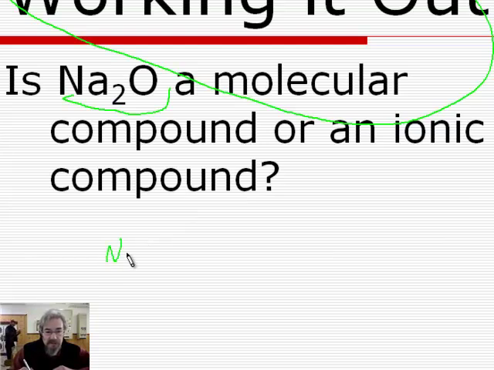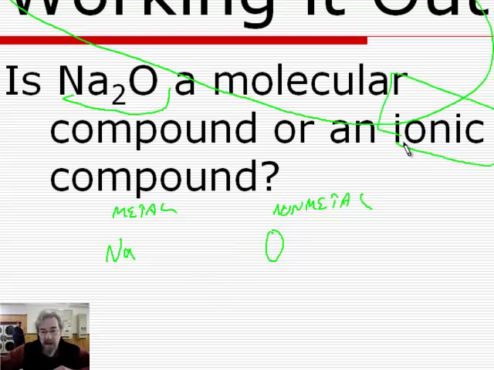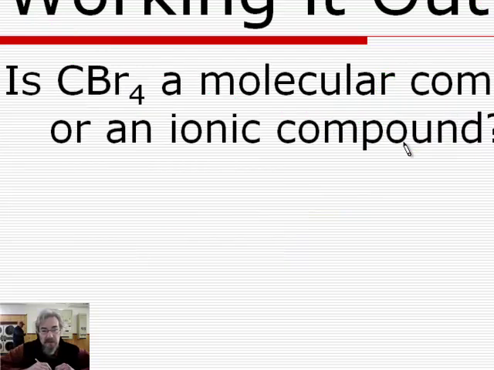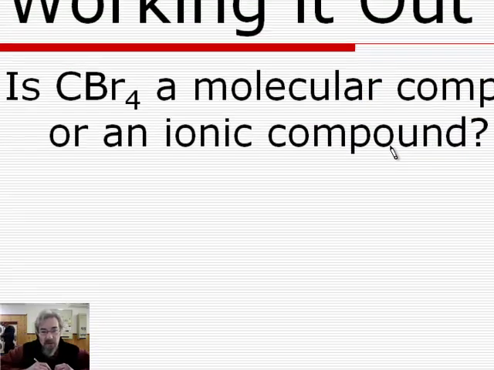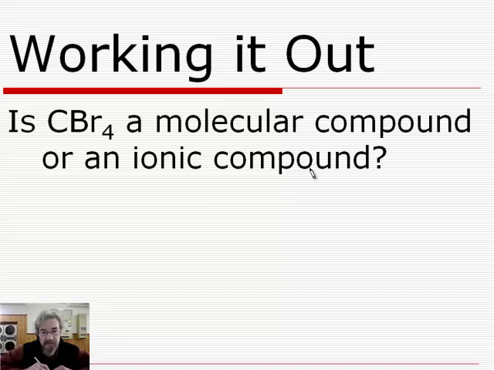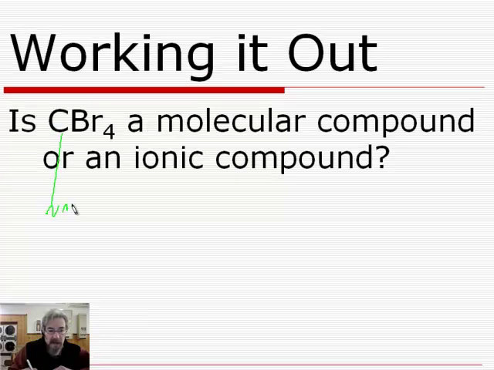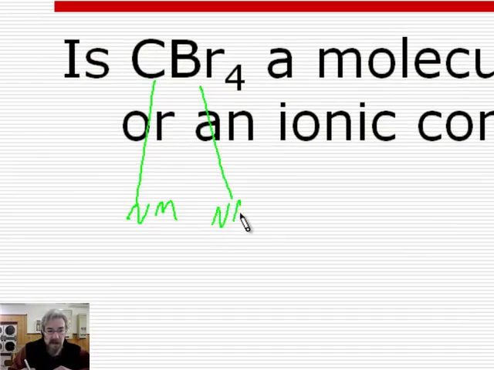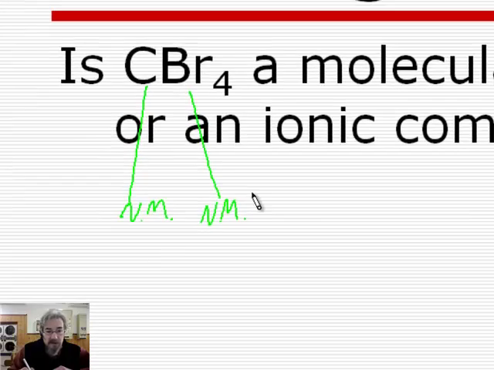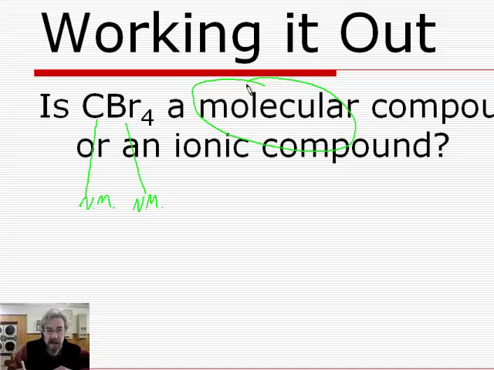Sodium is on the left-hand side of the periodic table. It's a metal. And oxygen is a nonmetal. When metals and nonmetals combine, that's an ionic compound. So the correct answer is it's an ionic compound. Next question. Is CBr4 a molecular compound or ionic compound? Here's the answer. Carbon is a nonmetal. Bromine is also a nonmetal. So because this is a nonmetal bonding with a nonmetal, this is a molecular compound.